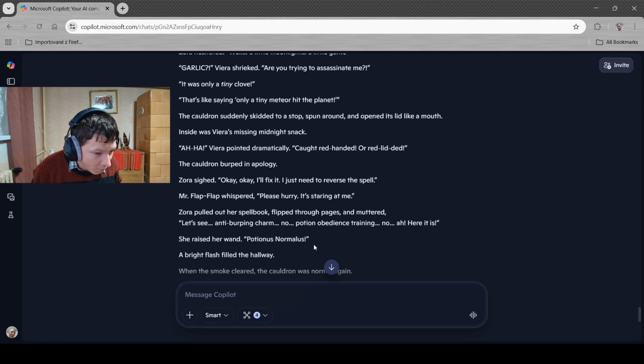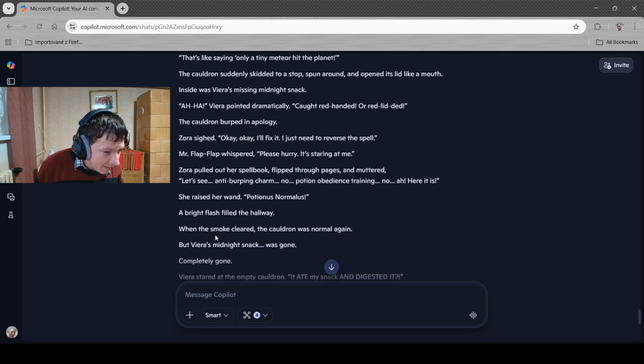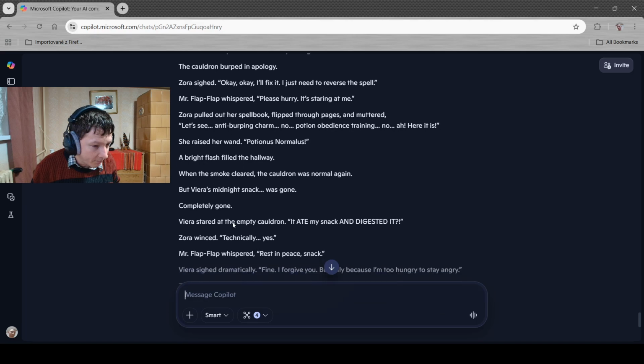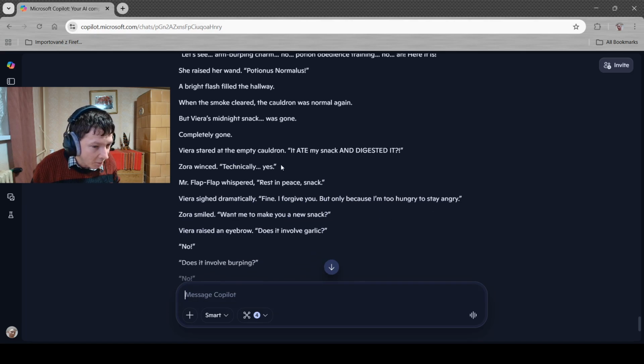Potonius normalus. A bright flash filled the hallway. When the smoke cleared, the cauldron was normal again. But Viera's midnight snack was gone, completely gone. Viera stared at the empty cauldron. It ate my snack. It ate my snack and digested it.